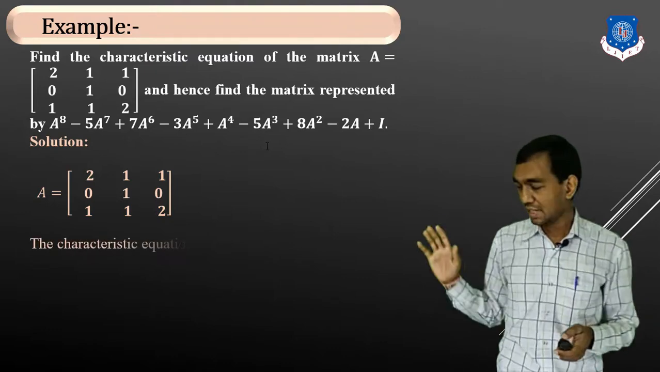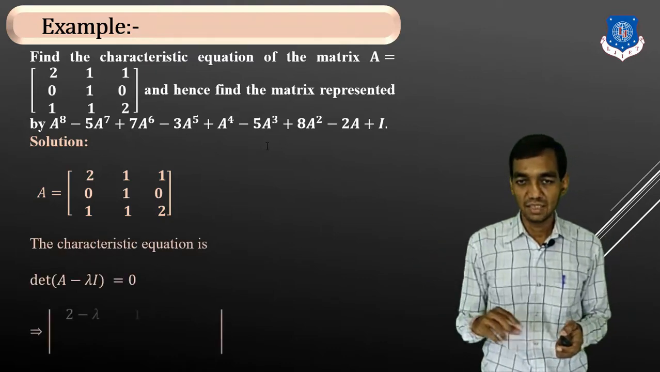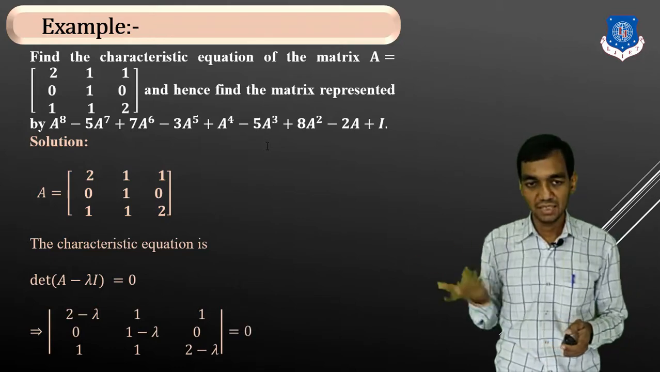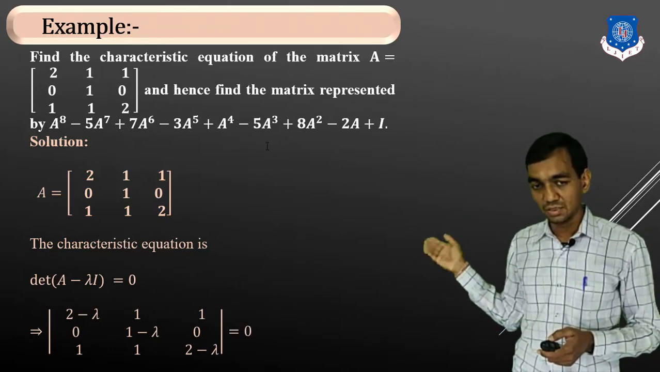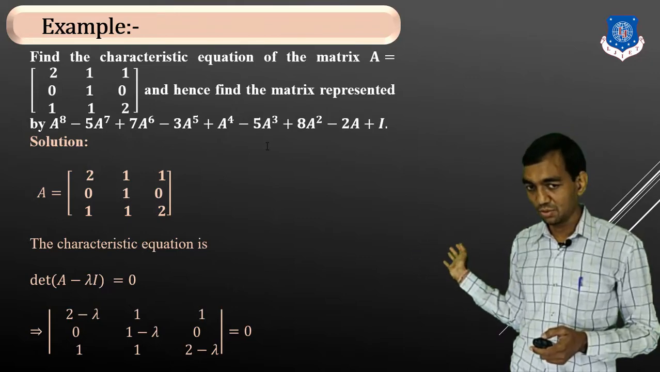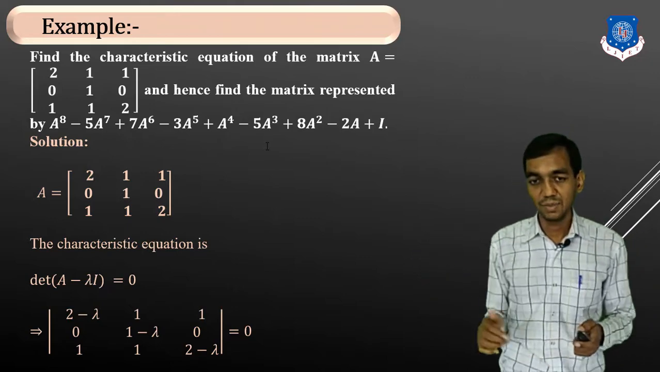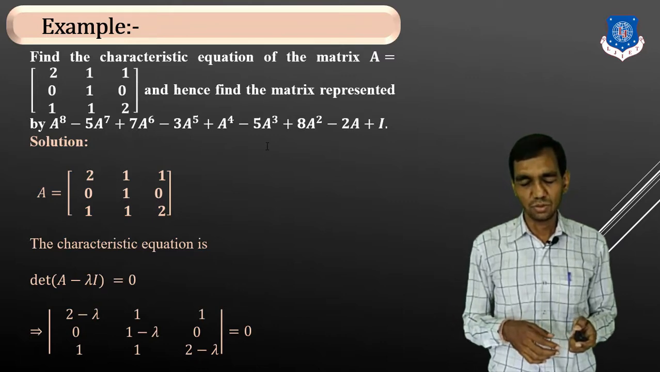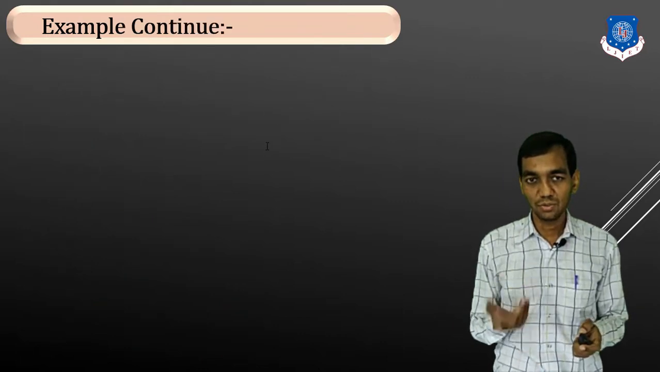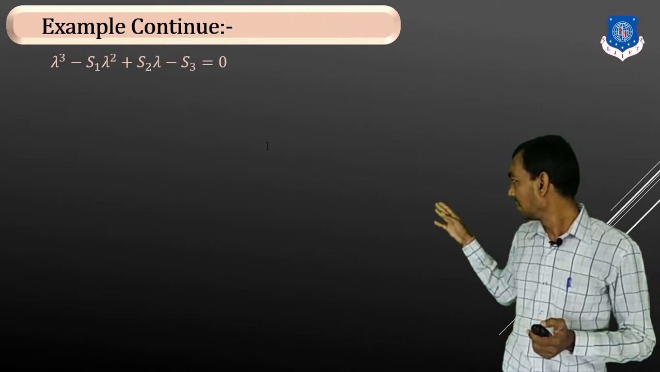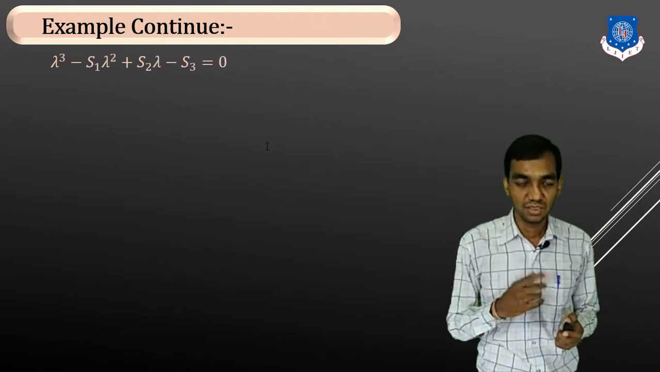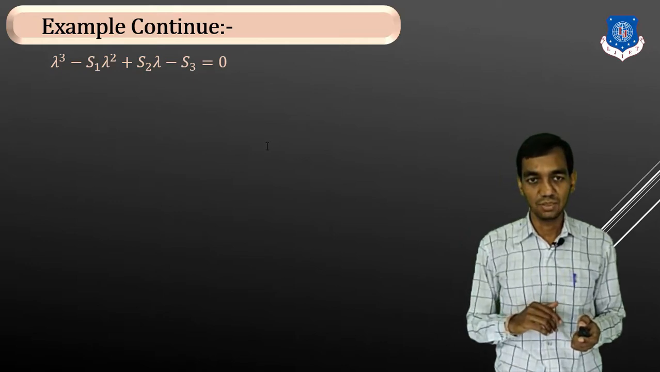Now the characteristic equation of this one is nothing but determinant of A minus lambda I is equal to 0, and that is nothing but 2 minus lambda, 1, 1; 0, 1 minus lambda, 0; and 1, 1, 2 minus lambda, is equal to 0. So we are going to find the characteristic equation, and that will be lambda cube minus S1 lambda square plus S2 lambda minus S3 is equal to 0.